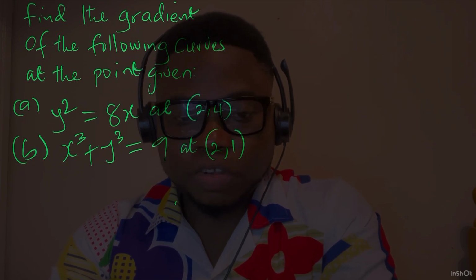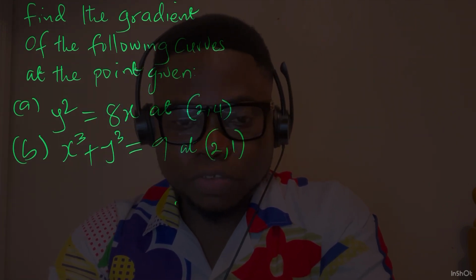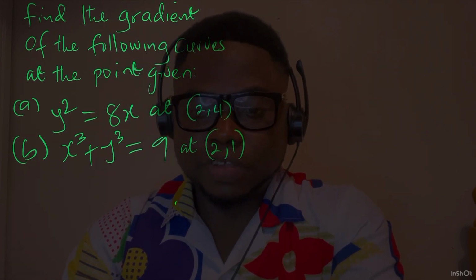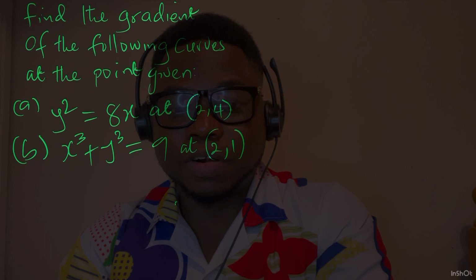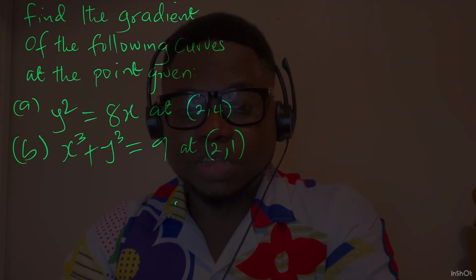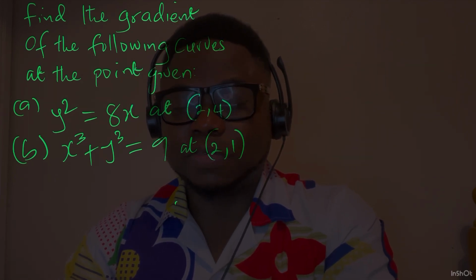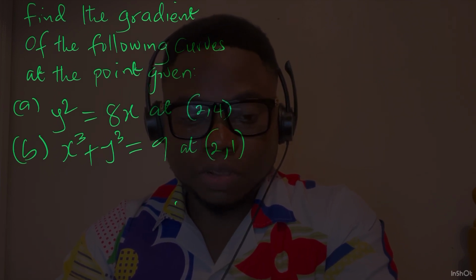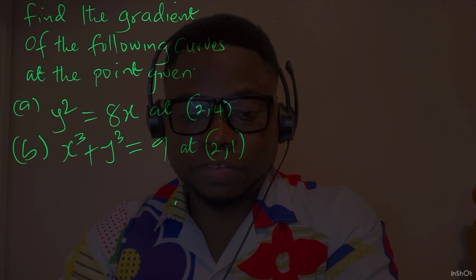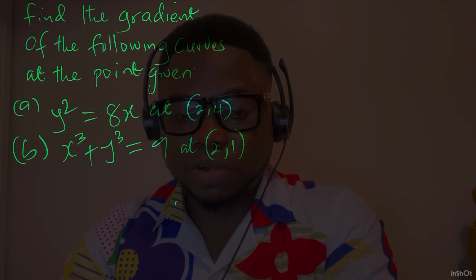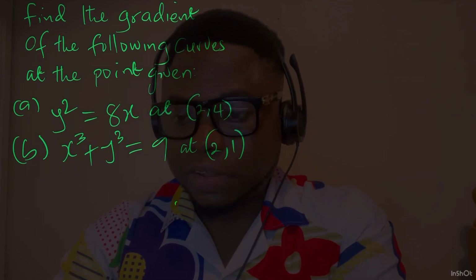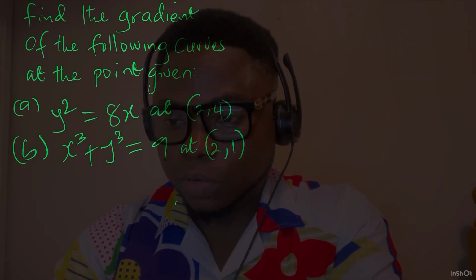So I have two questions here. The questions say, find the gradient of the following curves at a point given. A, y raised to the power of 2 is equal to 8x at 2 and 4. So in this case, 2 is x and 4 is y. B says x raised to the power of 3 plus y raised to the power of 3 is equal to 9 at 2 and 1. So I'm going to write solution.